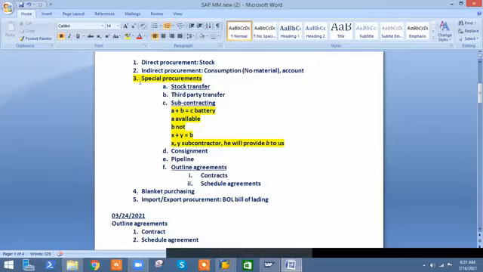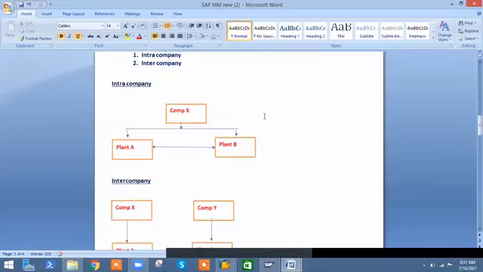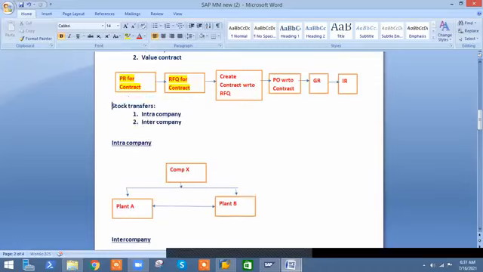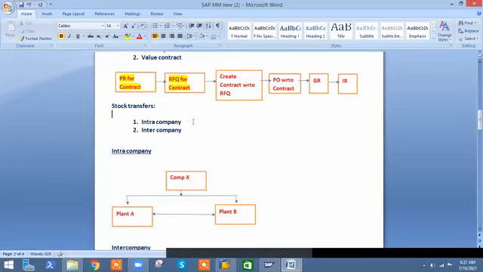And coming to special procurements. Here the first one is stock transfer. The name itself indicates we are transferring the stock from one place to another place. Here that place is nothing but a plant. You are transferring stock from one plant to another plant. We have two types of stock transfers. One is intra-company stock transfer order.